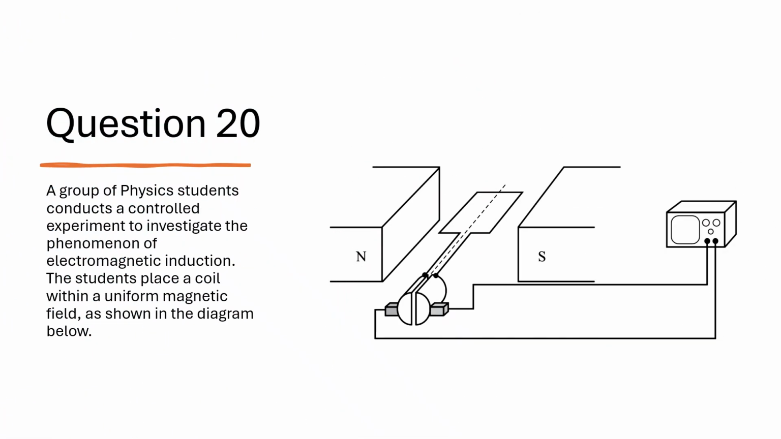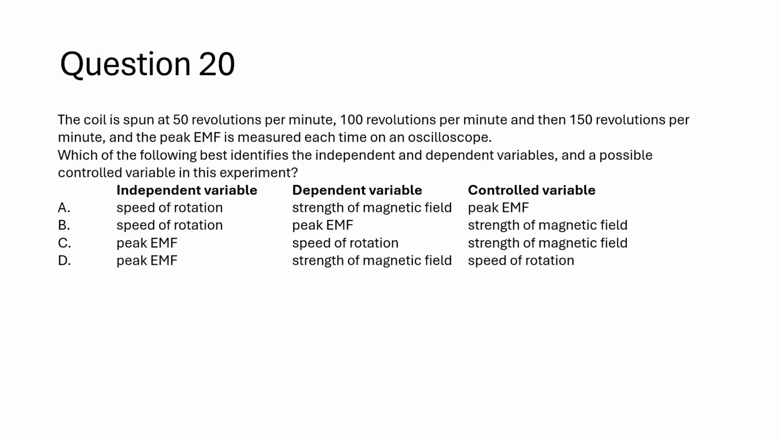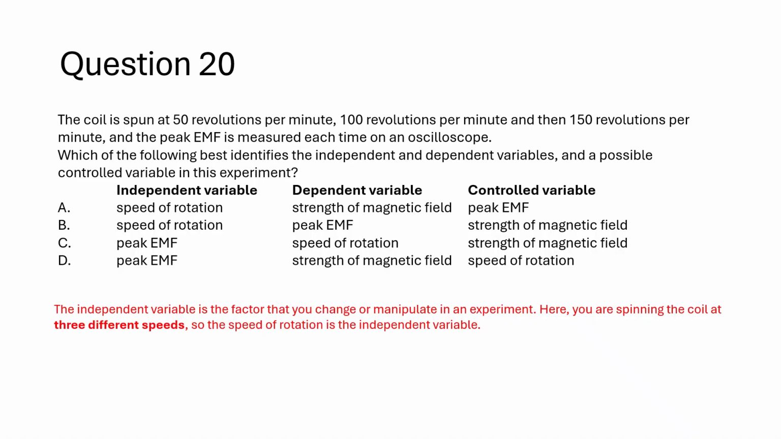A group of physics students conducts a controlled experiment to investigate the phenomenon of electromagnetic induction. The students place a coil within a uniform magnetic field, as shown in the diagram below. The independent variable is the factor that you change or manipulate in an experiment. Here, you are spinning the coil at 3 different speeds, so the speed of rotation is the independent variable.